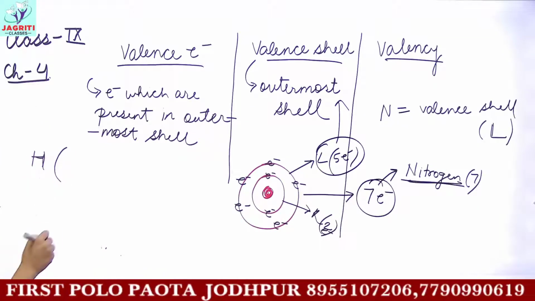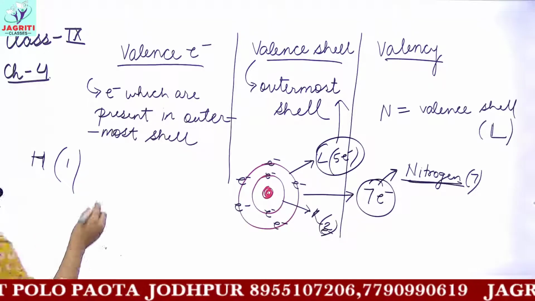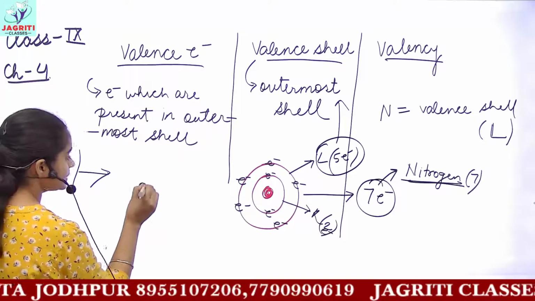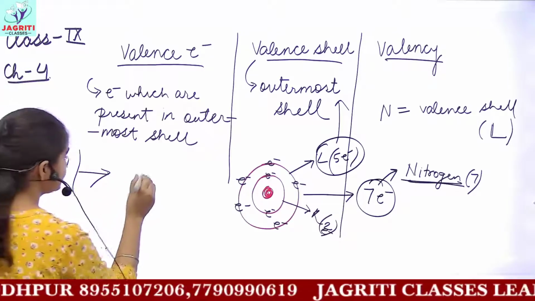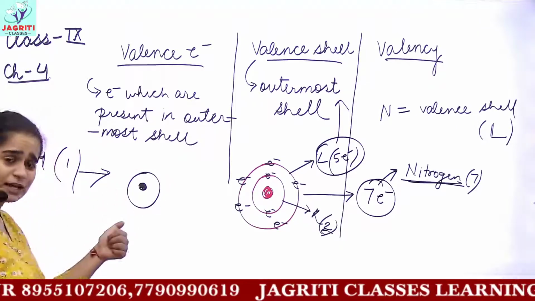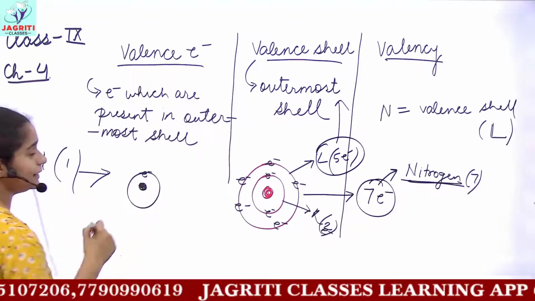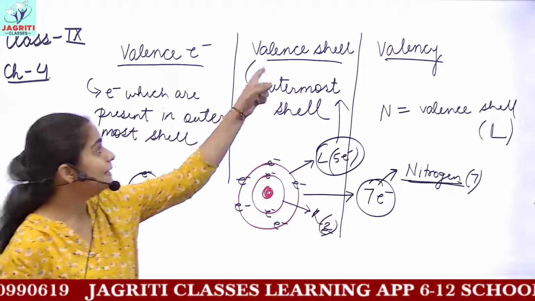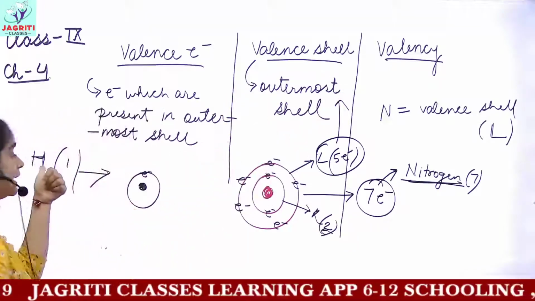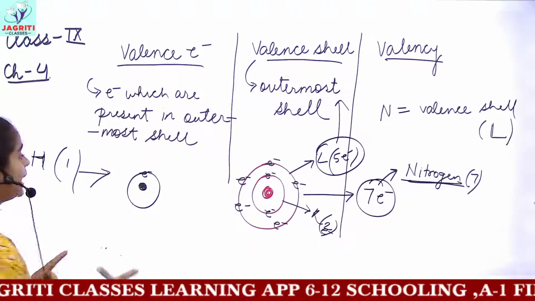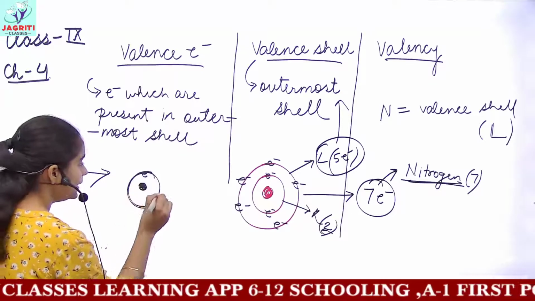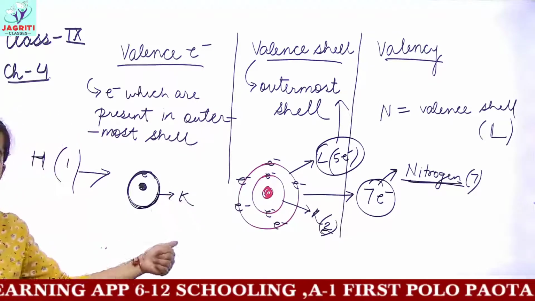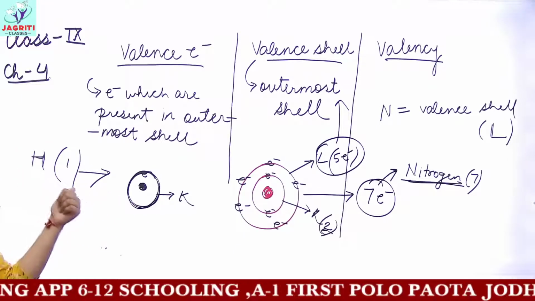Now let's talk about another atom, hydrogen. The atomic number of hydrogen is 1. If I try to arrange this 1 electron, I'll make the nucleus first, then draw the K shell, and in the K shell this 1 electron would be present. If you are asked what the valence shell of hydrogen is, you know that hydrogen has only a single shell, the K shell. So this K shell behaves as the valence shell for hydrogen.